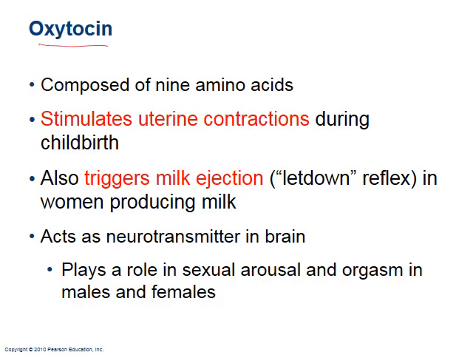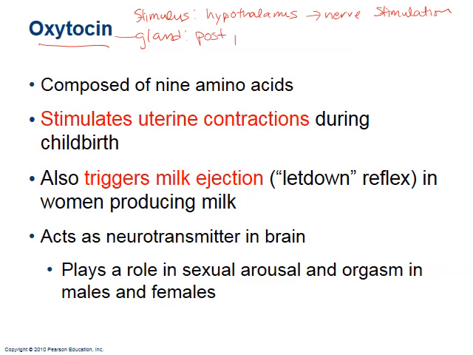Okay, the first hormone we're going to talk about is oxytocin. So let's go back and review just for a second. What's the stimulus? What causes oxytocin to be released? Something to do with the hypothalamus and something to do with nerve stimulation, right? What's the gland that releases oxytocin? Hopefully you're telling me right now posterior pituitary.